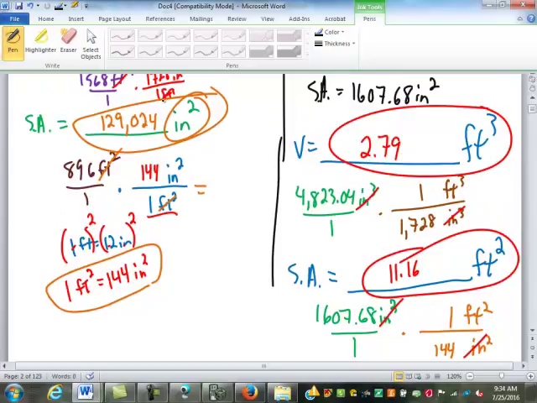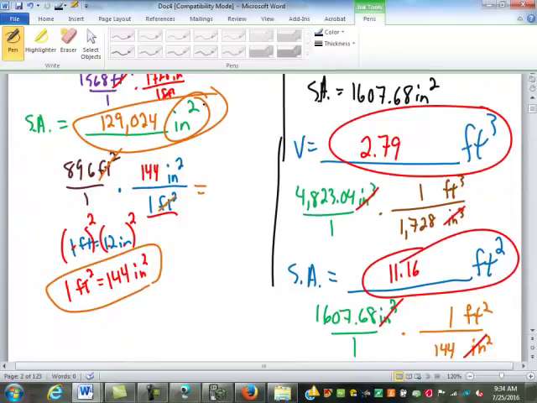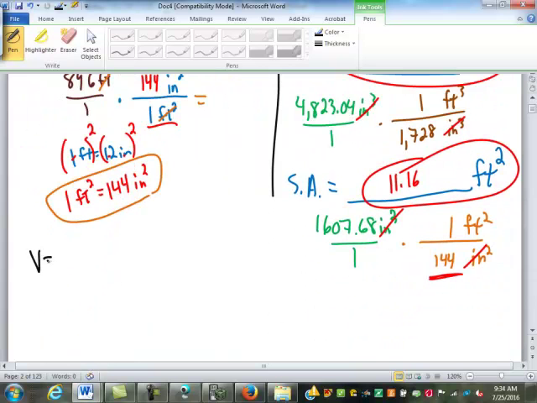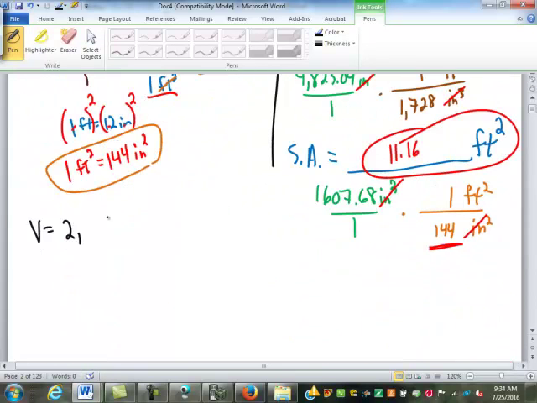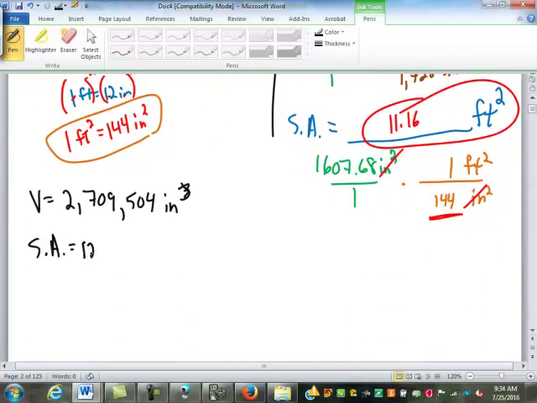So for this one over here, we have a volume of 2,709,504 cubic inches, and a surface area of 129,024 square inches.